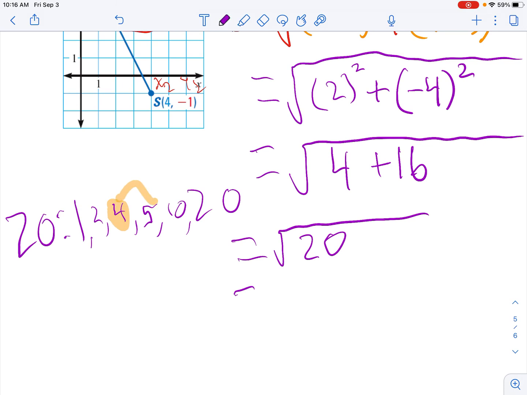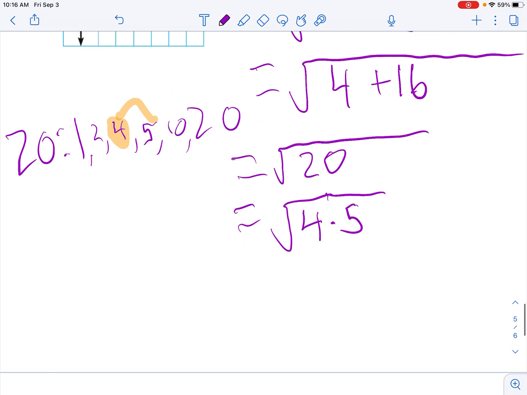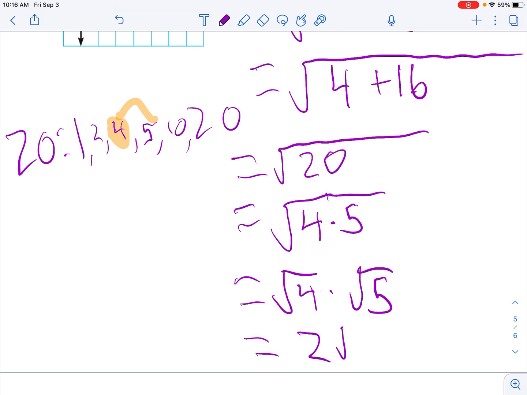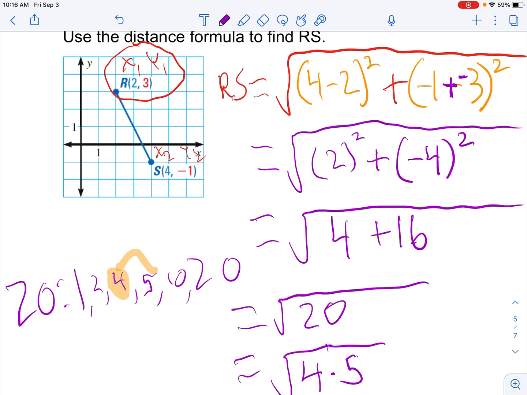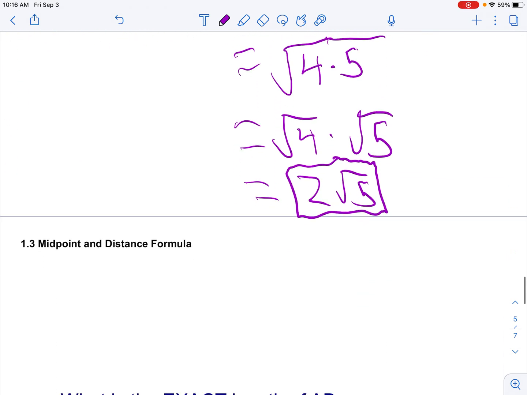So let's rewrite this problem as the square root of 4 times 5. I can split these up: the square root of 4 times the square root of 5. And the square root of 4 is 2. Square root of 5. Because it's a distance, I know it's not negative 2, right? Distances aren't negative. So 2 square root 5 is the distance from R to S.